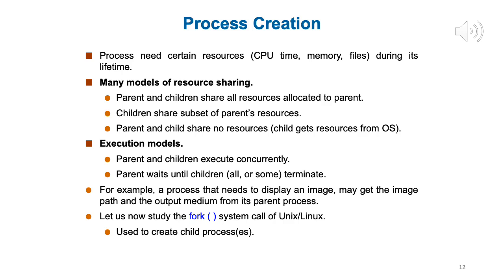We're talking about the child processes, but maybe they share only the open files, right? And third is parent and child share no resources, which means if a child needs a resource, it has to explicitly get that resource assigned by whom? By the OS. So different models of resource sharing are possible, right? Different execution models are also possible.